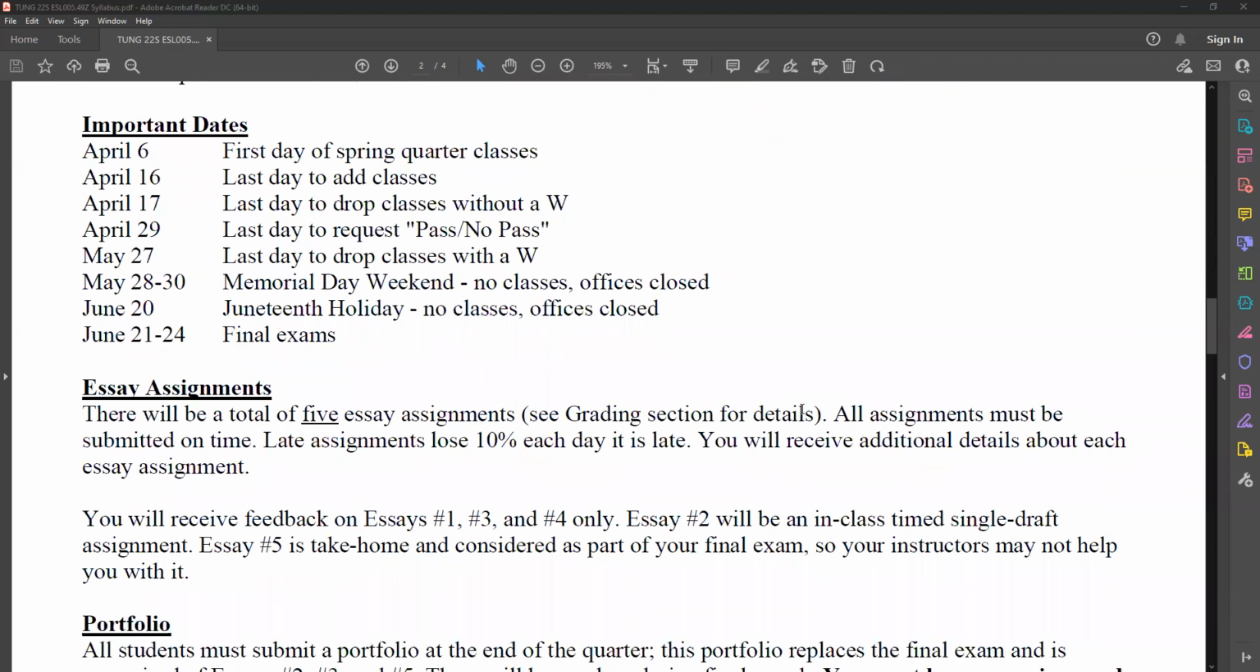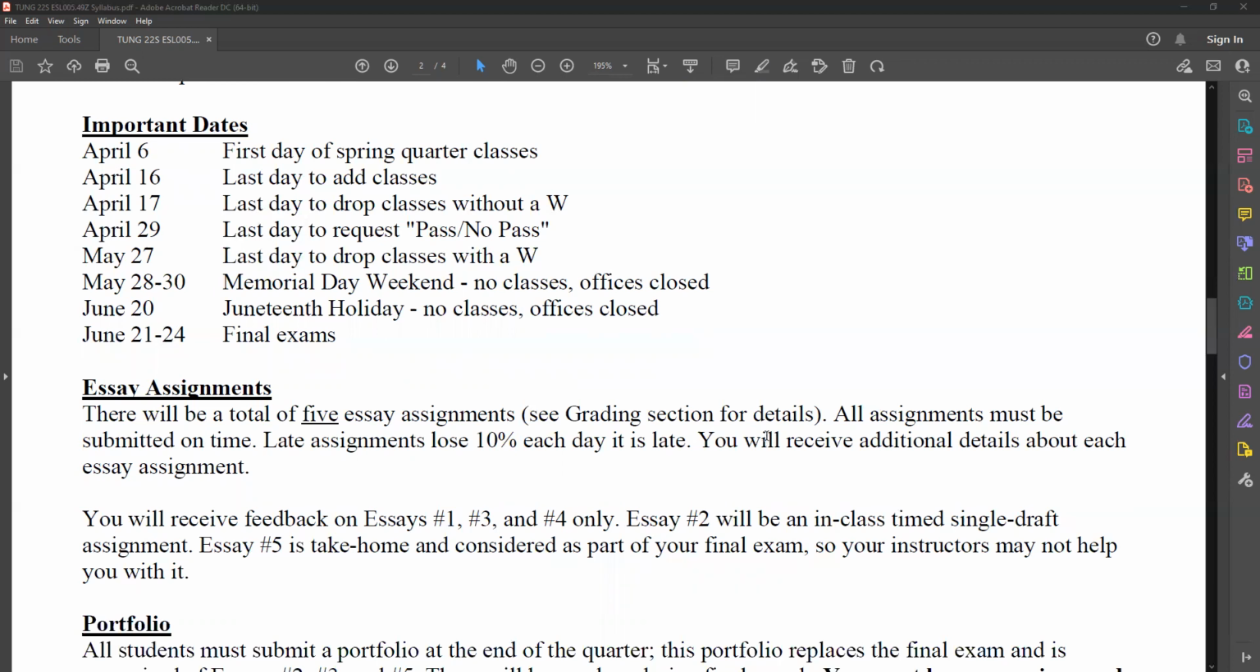Important dates here. April 6th, first day of class. So that's going to be today. The last day to add classes will be April 16th. I know some of us are still looking for an add code, so we'll figure that out this week and also by Monday. April 17th is the last day to drop classes without a W. So that's just, pretend you never took the class. April 29th is the last day to request pass, no pass.